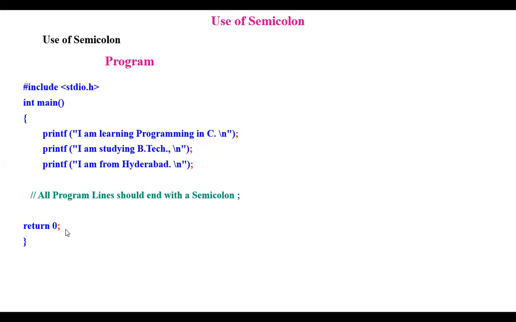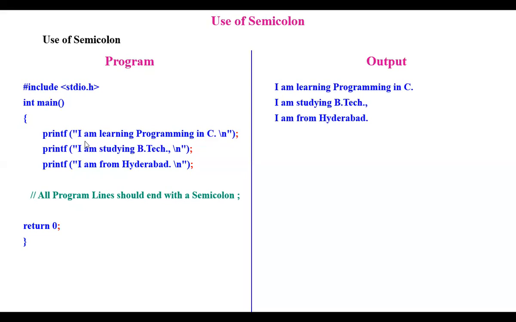And again, coming to return 0, this semicolon must be there. So for each program instruction or statement to end, we need to put a semicolon. So the semicolon is a must. Now, if it is executed, you get the output like this: I'm learning programming in C in one line, second line, third line. So this is an execution of a program. So the meaning of semicolon is that.